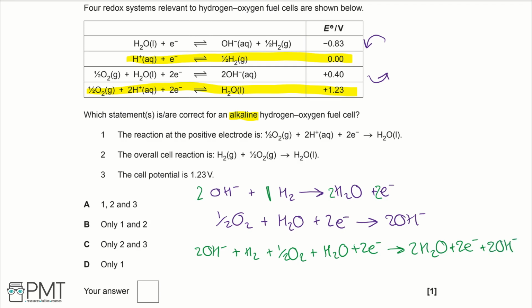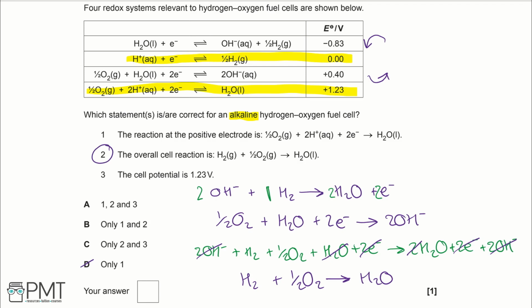Then cancelling out, we can cancel out our 2 OH-, cancel out our 2 electrons, and we can cancel out one of the waters. So that gives us the overall equation of H2 plus half O2 goes to H2O. And that is statement number 2. So we know that we're going to have statement number 2, so we can eliminate D as a possible answer.